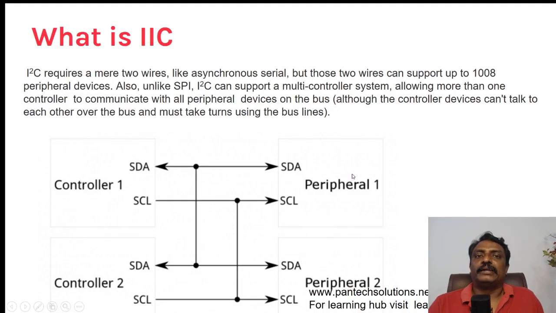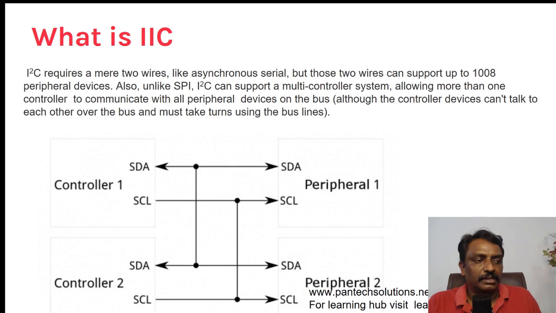Okay. So coming to the I2C, which stands for inter-integrated circuit. It's a two-wire communication. If you take UART, it is a three-wire communication, like you have TXD, RXD as well as ground. Whereas I2C is a two-wire communication. It uses only the clock and the data.